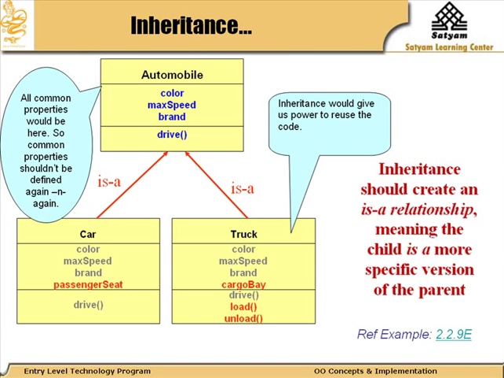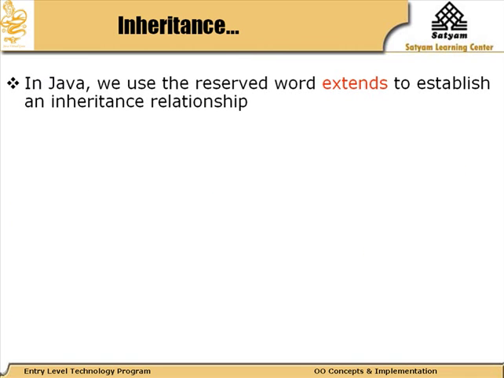Now let's look at an example. In Java we use the reserved word extends to establish an inheritance relationship. Here is an example. Class Car extends Vehicle. Here extends is the reserved word used for establishing the inheritance relationship between class Car and Vehicle, where Vehicle is the base class and Car being the derived class.